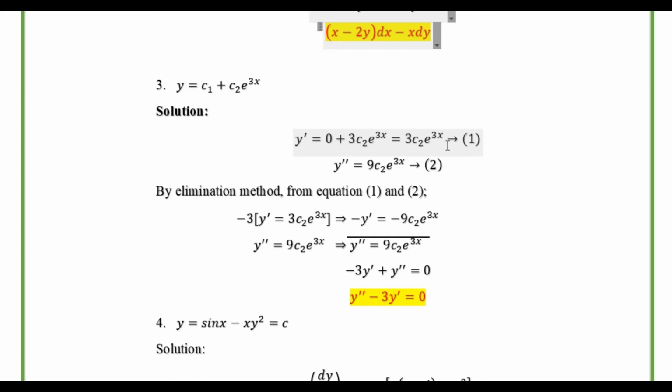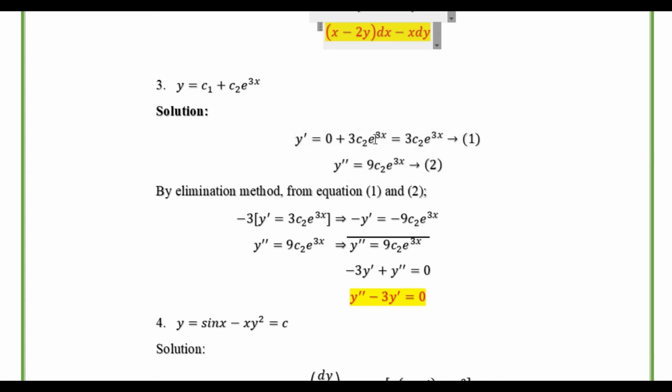Alright? Take note that we still have a constant, this C2. So we derive that again. The second derivative is 9c2e to the power of 3x, since 3 times 3 is 9. Take note, at the second derivative, we still have an arbitrary constant. The c2 is still not removed. But by the elimination method from your college algebra, we can eliminate this c2.